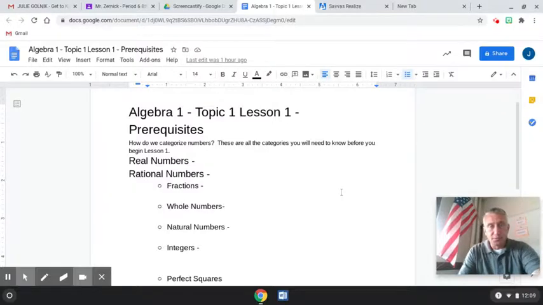So this is Algebra 1, Topic 1, Lesson 1. It's actually one of the first things you're going to do this year. So what we need to make sure we understand is some of the prerequisites to this lesson, because if you don't know these things, then this lesson's not going to make very much sense for you.